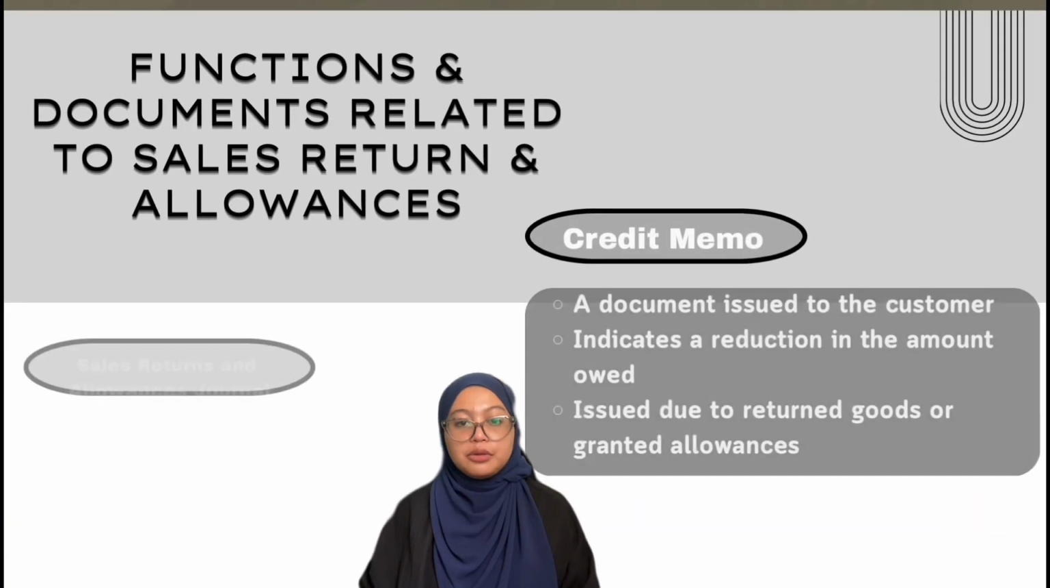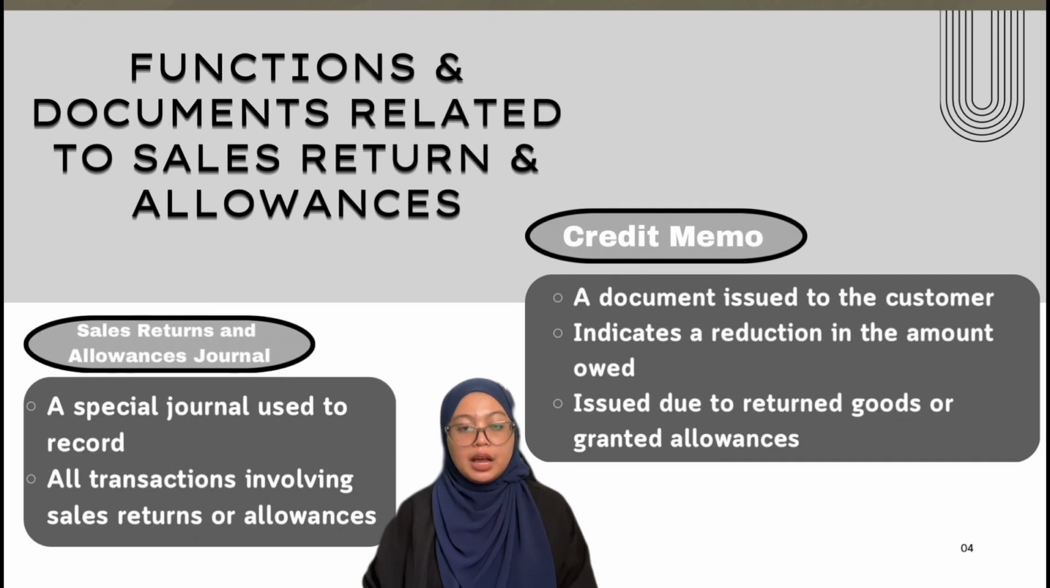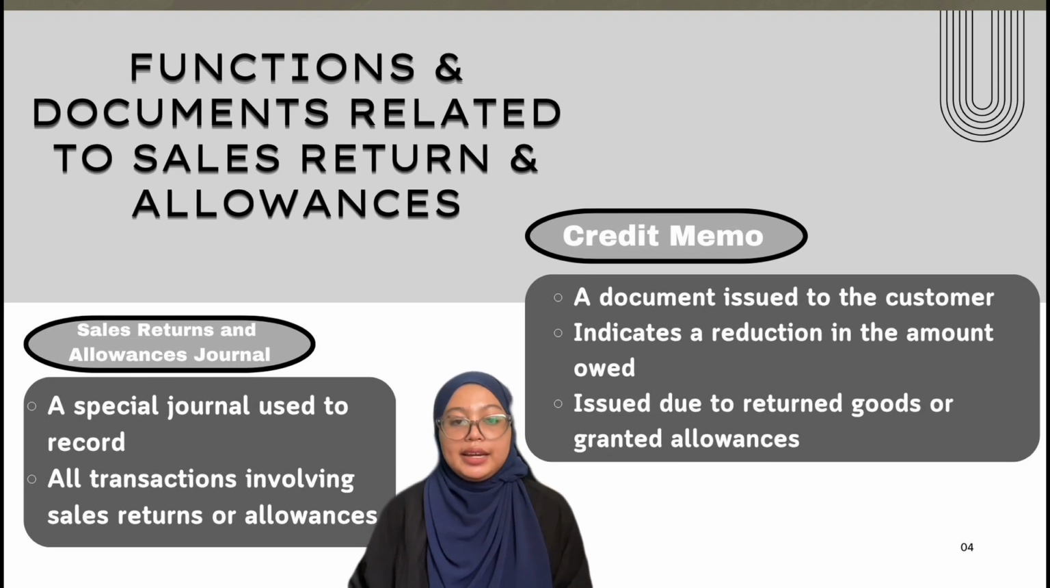Next, we proceed with the functions and documents related to sales return and allowance. First is sales return and allowance journal, a special journal used to record all transactions involving sales returns or allowances. Second is credit memo, a document issued to the customer indicating a reduction in the amount owed, issued due to returned goods or a granted allowance.